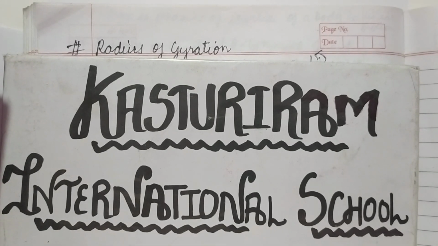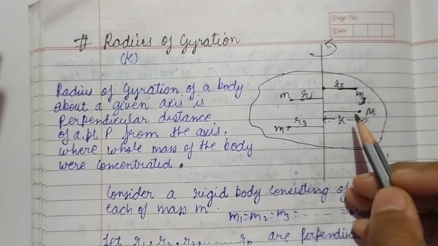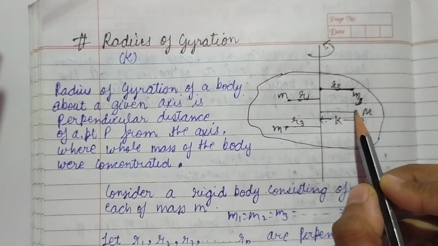Today we will be discussing this topic, radius of gyration, and this topic is from chapter number 8, which is gravitation. First let us see what is radius of gyration. Radius of gyration about any given axis is the perpendicular distance of the particle where the whole mass of the body is supposed to be concentrated.